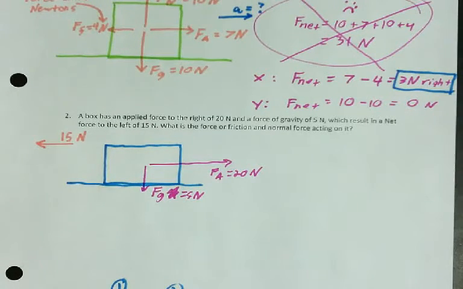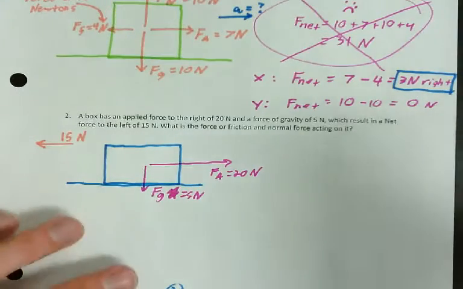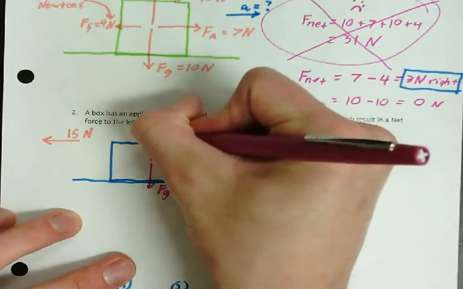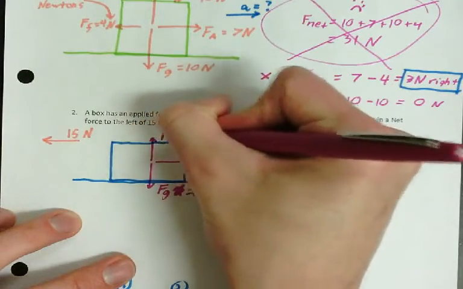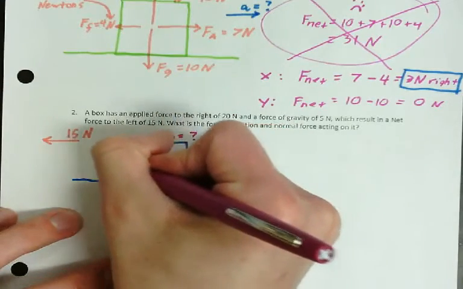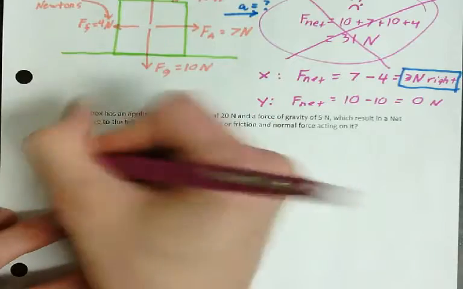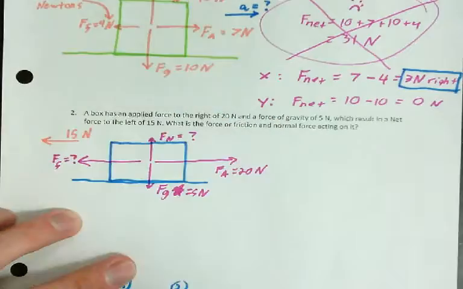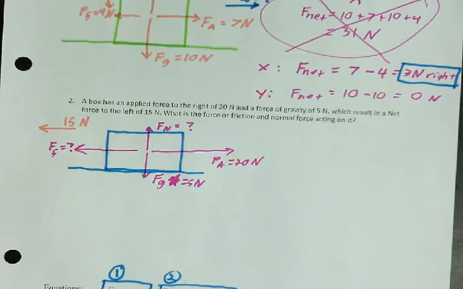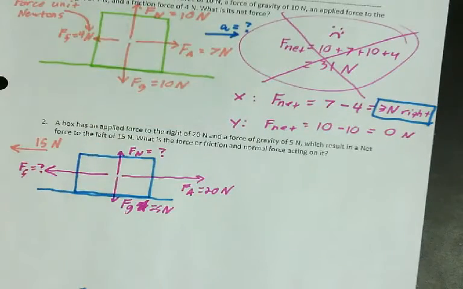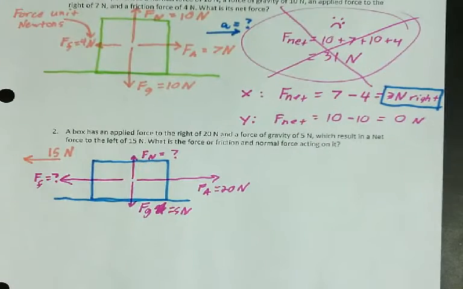All right, then it says, what is the force of friction? What is the normal force acting on it? So, what is the normal? What's the force of friction going to be? So, this is a little bit different. I had all of the forces, so I added them together to find the net force. Now I know the net force. I'm going to have to add the forces together to find what I'm missing.